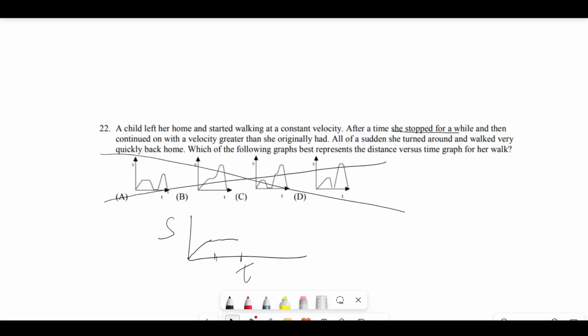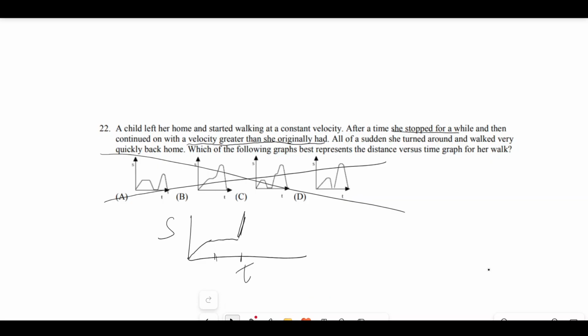So that's another section. And then it says and then continued on with a velocity greater than she originally had. And knowing that it's a constant greater velocity, it's just going to be something like this original line, but it's going to be greater. So we're just going to draw it a little steeper.